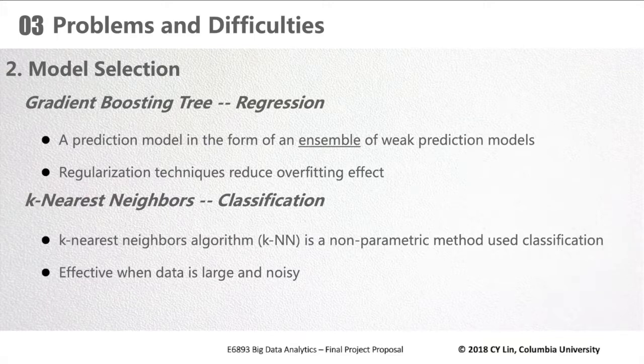We also chose the k-nearest neighbor classifier as our classification model. This is a simple and non-parametric model, but it is really effective when data is large and noisy, so it is fit for our data. We get over 85% accuracy finally.